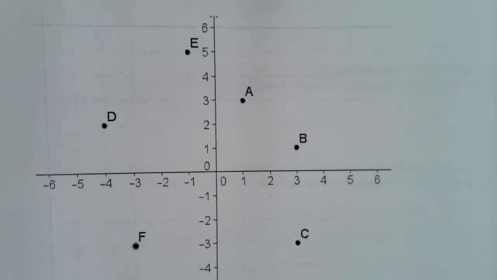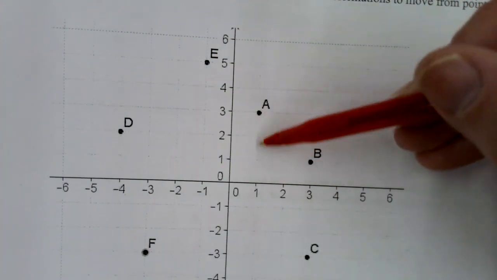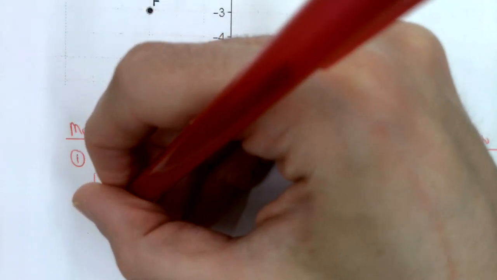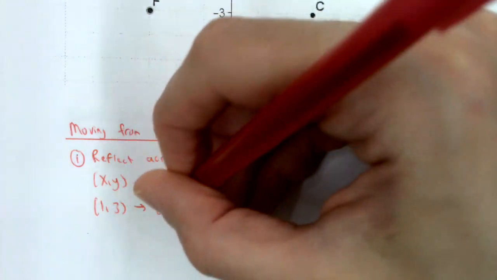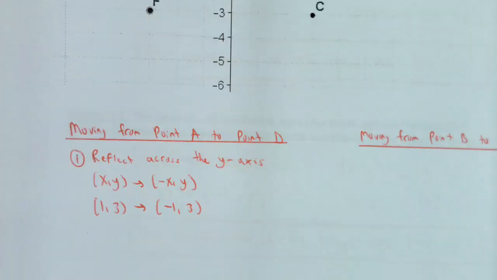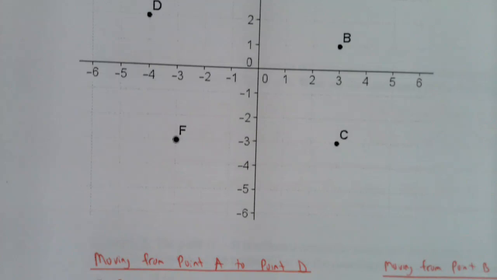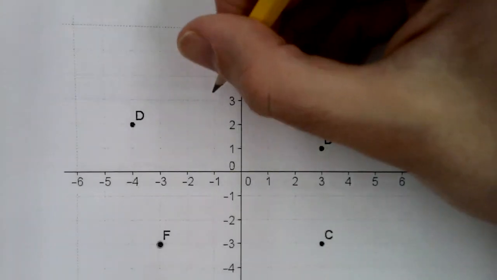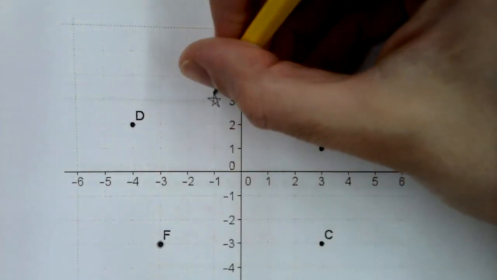And now let's use the coordinates. So A was originally at 1, 3. So 1, 3 is mapping onto -1, 3. So what I'm going to do is put a star right there. That way I know where I am. And that's where I am right now.